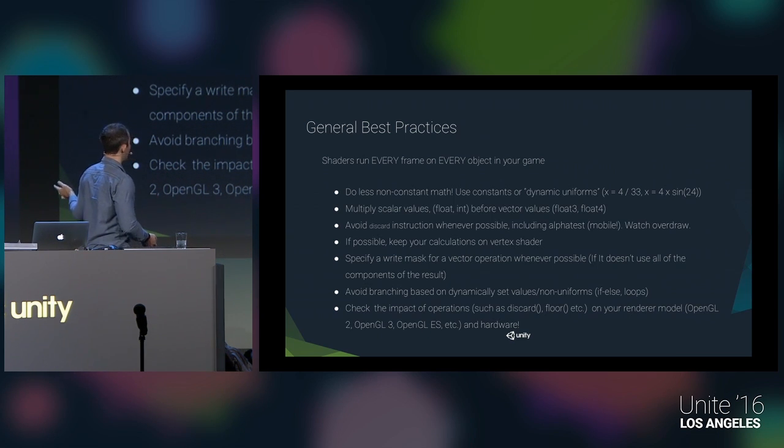Multiply scalar values before vector values. This just cuts down on the amount of matrix math you're doing. Avoid discard instructions wherever possible, including alpha test. This is a big deal on mobile. It's why when you have a sprite-heavy game on mobile, especially older mobile devices, it can be challenging. Now it's a little less challenging. In the iPhone 4 days, it was pretty miserable.